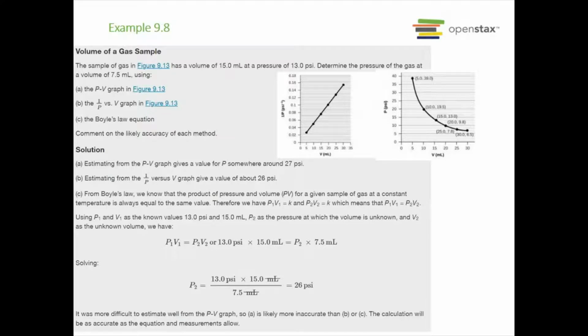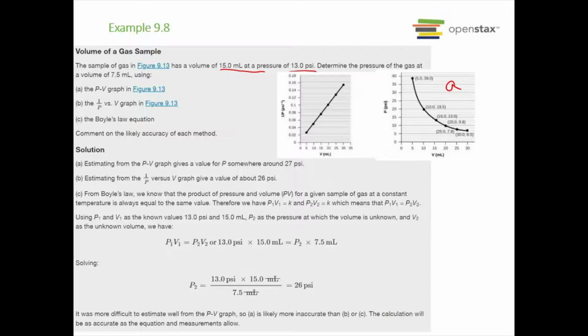So let's look at example 9.8, looking at this gas, and I copied and pasted the graphs that it's referring to that we just looked at. We're told it has a volume of 15 milliliters at a pressure of 13 psi, and we want the pressure of the gas at a volume of 7.5 milliliters using 3 different ways. The first one is using the PV graph, so that's this one here.